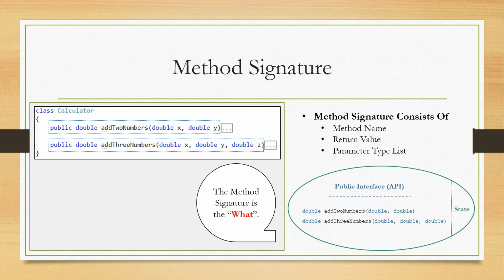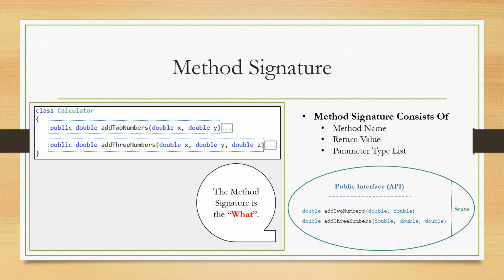The only reason I put add three numbers there is because I want to make a point when it comes to the implementation. When you look at the method signatures without looking at the bodies, spoiler alert, the implementation is the how, but the method signature is the what. And that's usually good enough. Like, what does the calculator do? The calculator can add two numbers and it can add three numbers.